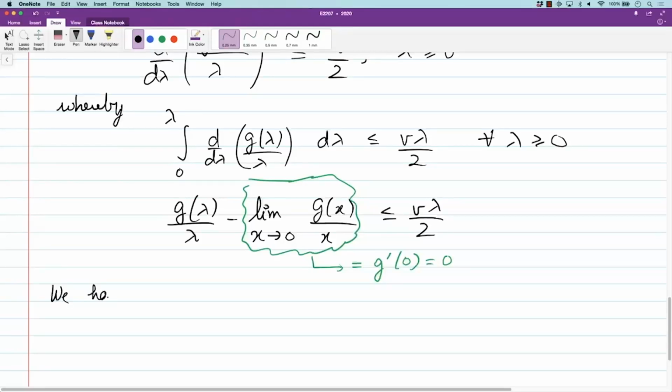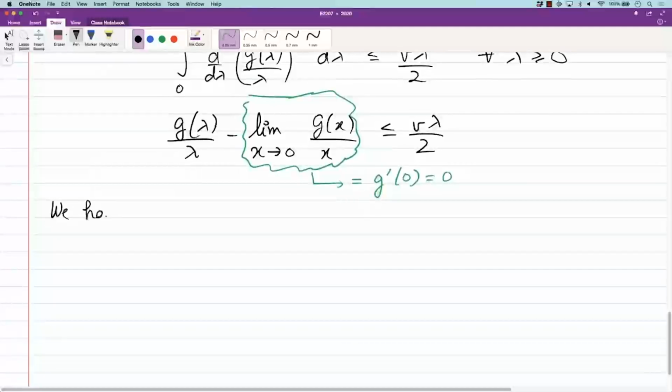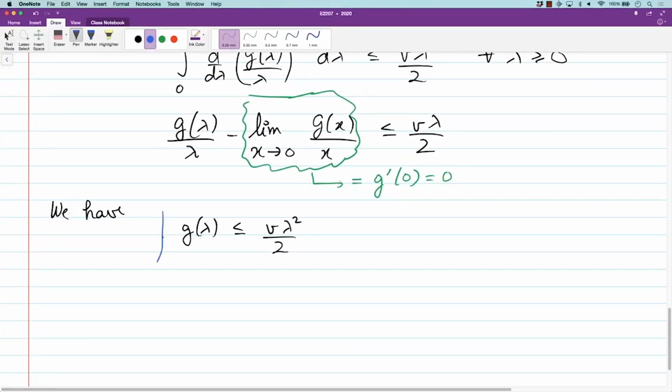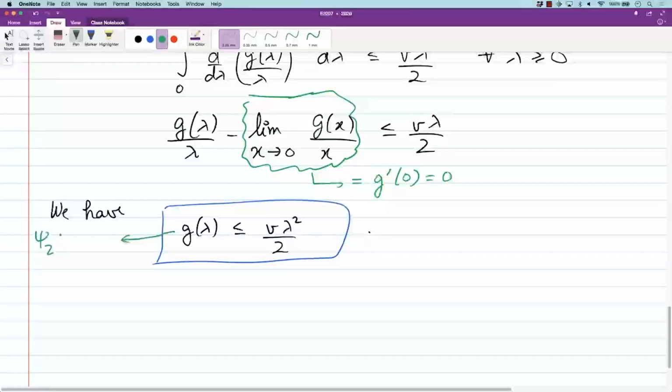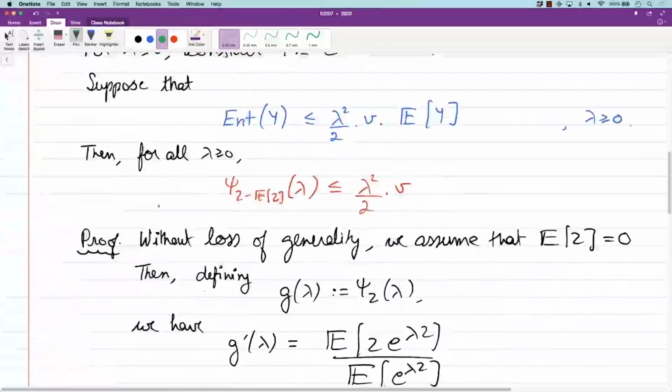So we have obtained g lambda by lambda is less than or equal to v lambda by 2, so v lambda square by 2. Okay, that's what we had to show, by the way, because this g lambda, remember, was just an abbreviation for phi z lambda, and we had just centered z. So we have the sub-Gaussian bound.